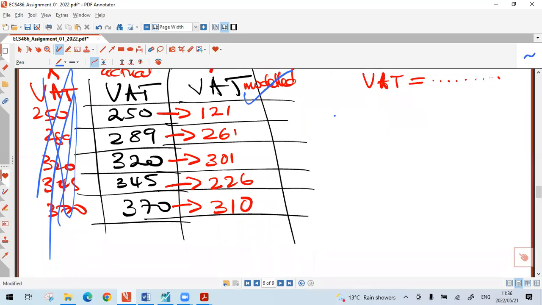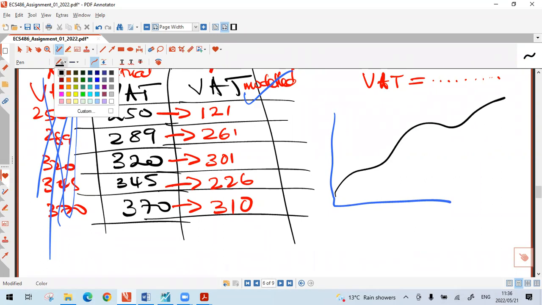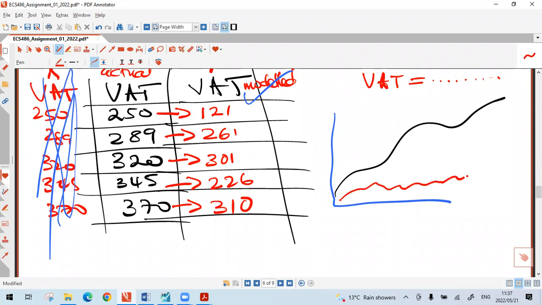Can you see that? So if you plot a graph of the actual, for actual I'm going to use black. Let's say the actual is moving like this. Then your modeled, let me use red. Let's say your modeled is moving like this. Can you say your model is good? It's not, is it? It's not close to the actual.